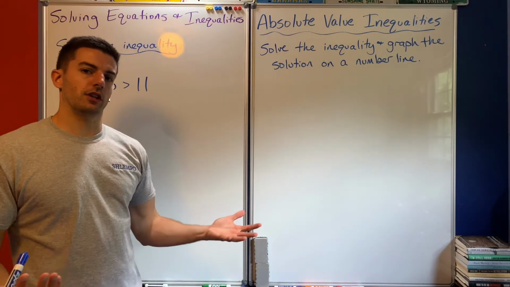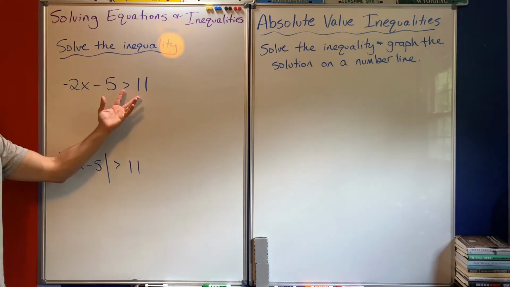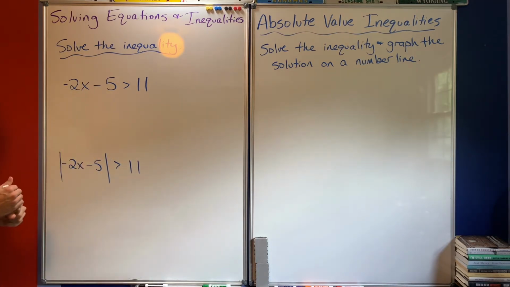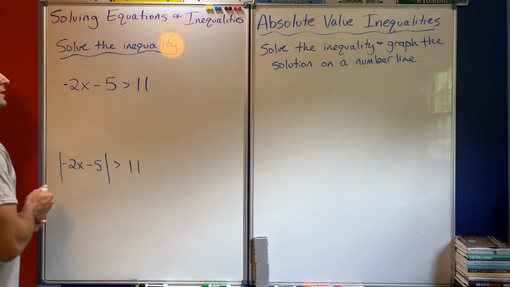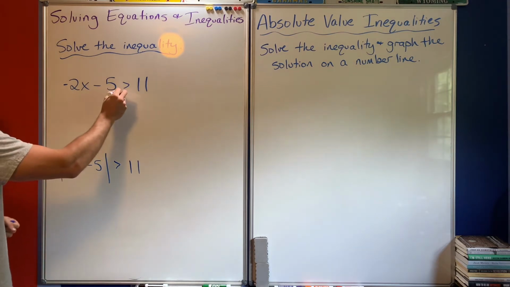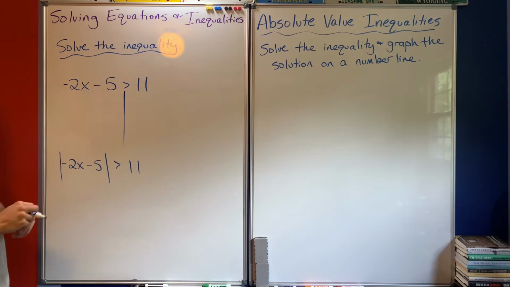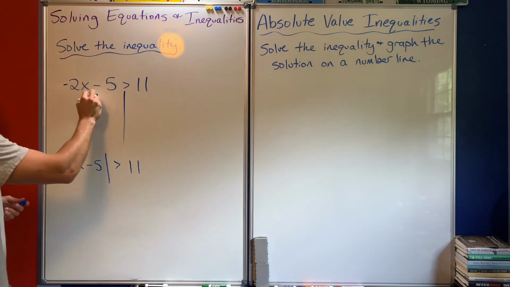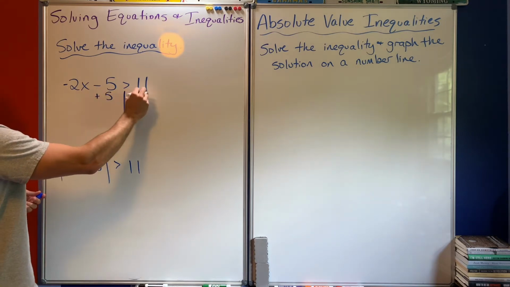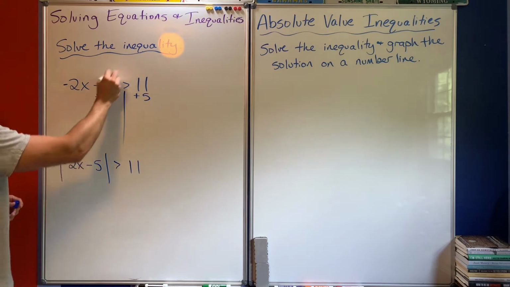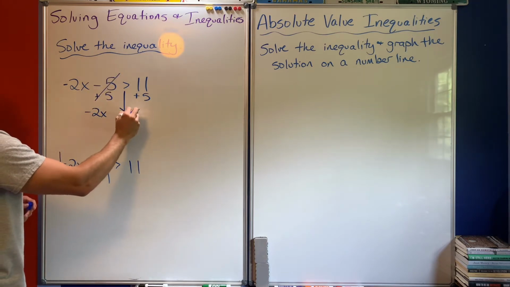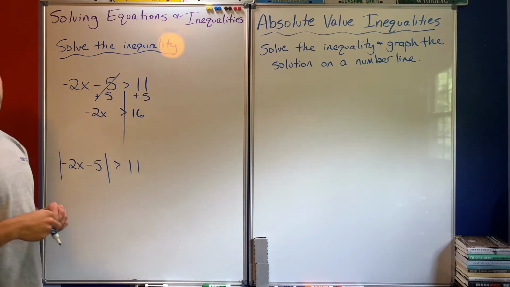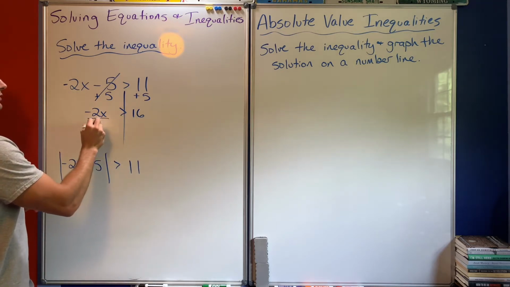Hopefully you would have seen the video already at this point where we reviewed inequalities, and there's that one rule with inequalities that's different from equations, right? So if I just solve this top one here, if I want to get the x by itself, I would add 5 to both sides, and then I'd be left with negative 2x is greater than 16, and then I would divide by that negative 2, okay?